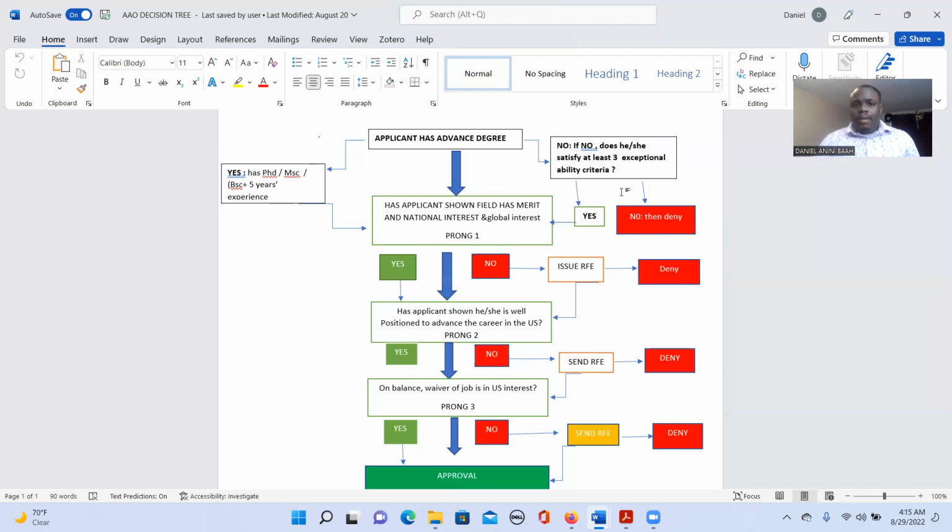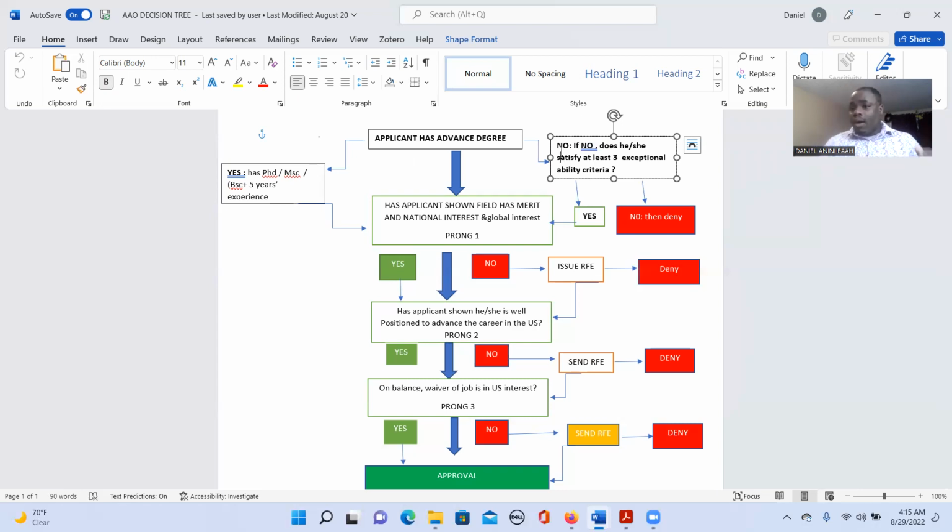Okay. Now, let's say the officer has decided on your petition, even if you don't state it, the officer will know based on how you are drafting it. So mostly this one comes under chapter 1. In chapter 1, you have to declare, I am an advanced degree professional, and right under it you should talk about your master's, your PhD, or your bachelor's plus 5 years experience. Or you talk about that you don't have a bachelor's, but you are applying as an exceptional ability candidate.